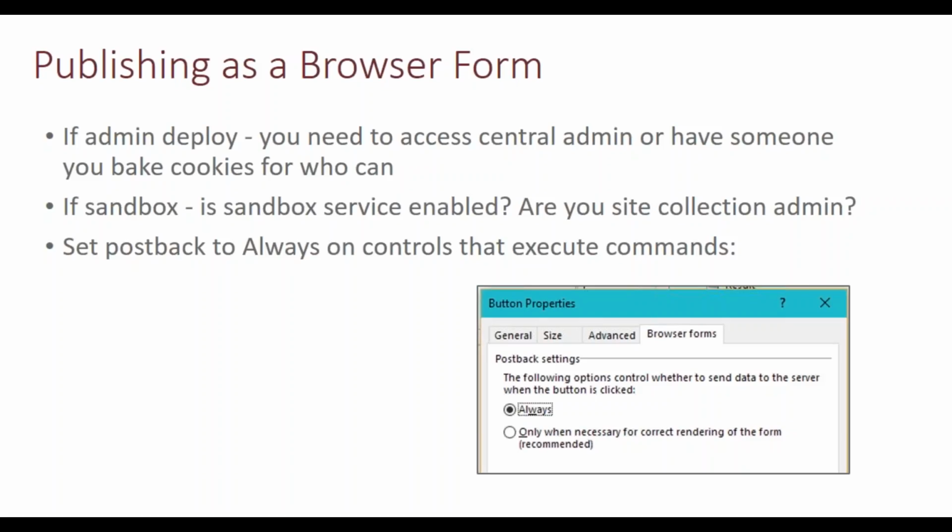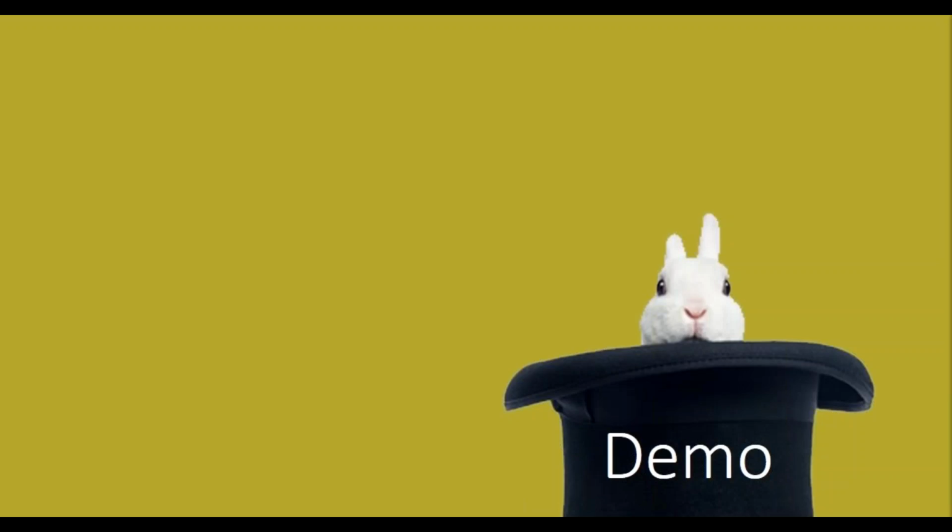But in general, just make sure before you deploy your form that you've gone through and checked anything that's running a qRules command, a button or a field control like a drop down or whatever, and just make sure that postback is set to always on those. It needs to post back to the server to execute the code. Okay, so that's kind of that in terms of some basics on qRules.